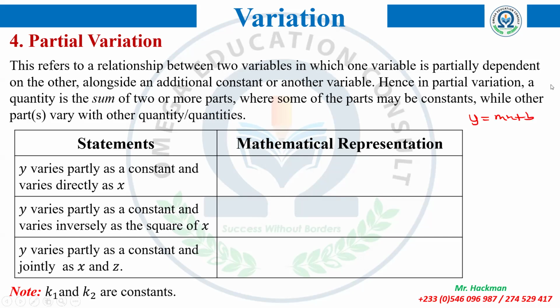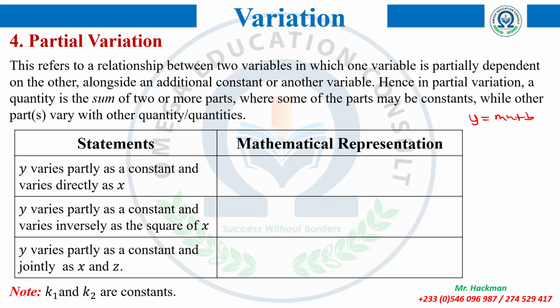So you can see that y is related to these letters that we have here. Usually we'll say that the b here is a constant. So y partly varies as a constant, which is the b, and partly varies directly as the variable x. As simple as that. So with partial variation, you will see terms. But for joint variation, inverse variation and direct variation, you don't see terms. You only see one term. Take note of that. That is the major distinction.